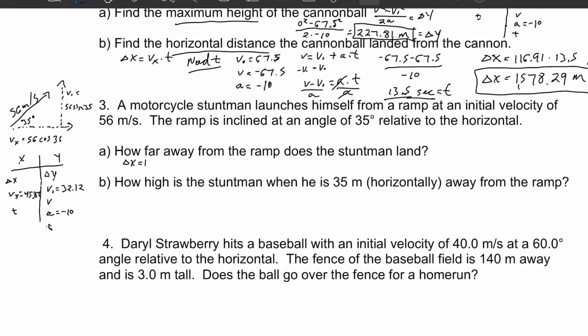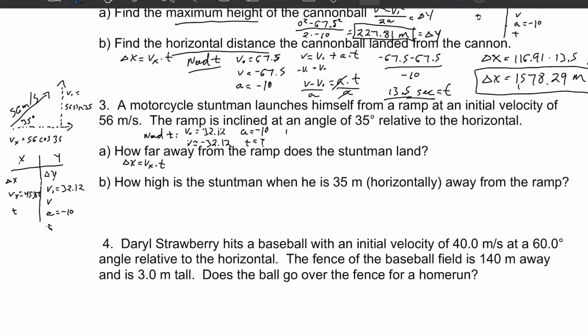How far away from the ramp does this stuntman land? So in this case, it's asking us for delta x. Delta x is calculated as Vx times time. Looks like we need to know what the time is. In order to calculate time, there's another variable we need to know, because there's got to be 3 knowns in order to calculate a 4th value on the right side of that table. If initial velocity is 32.12 and it lands at the same height, we know that the final velocity at the end of the projectile motion would be negative 32.12.